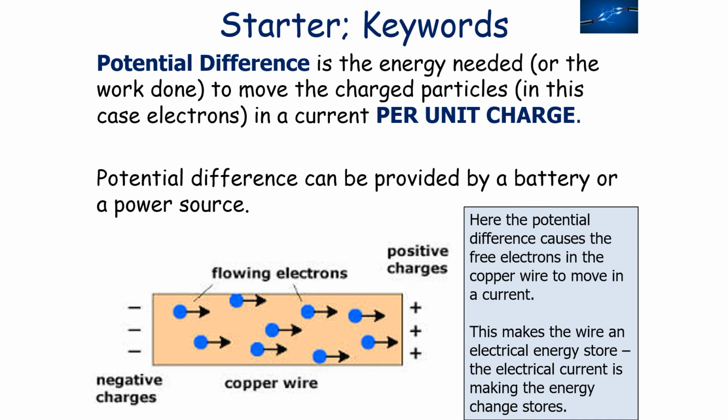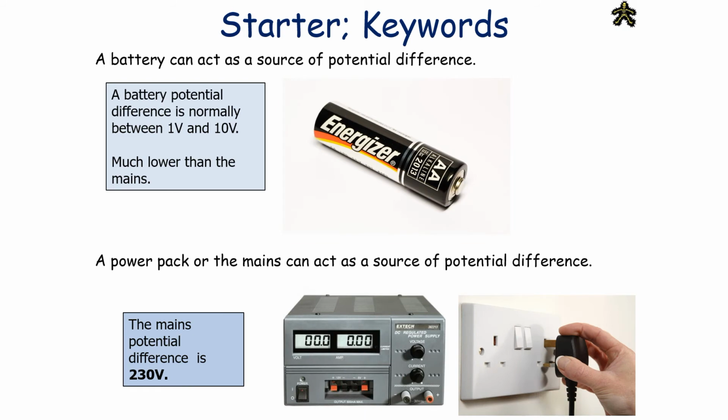So the potential difference is the energy needed, or the work done, to move charged particles in a current per unit charge, which is provided by the battery or the power source of our circuit. So batteries can act as a source of potential difference. The mains potential difference, which is what occurs when you plug something into the mains, is 230 volts.